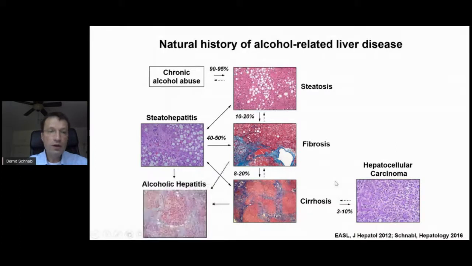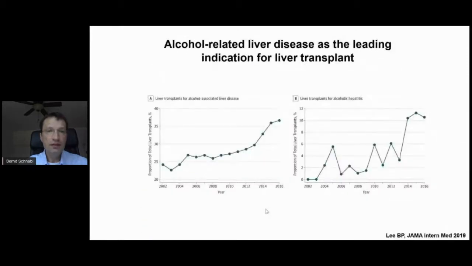We have one special entity, which is alcoholic hepatitis. It can essentially arise in patients with any stage of liver disease. However, predominantly patients with alcoholic hepatitis have an underlying liver cirrhosis. The 90-day mortality is between 20 to 50%, and there is currently no effective therapy. At least in the US, alcohol-related liver disease is currently the leading cause for liver transplant, and it's also rising.